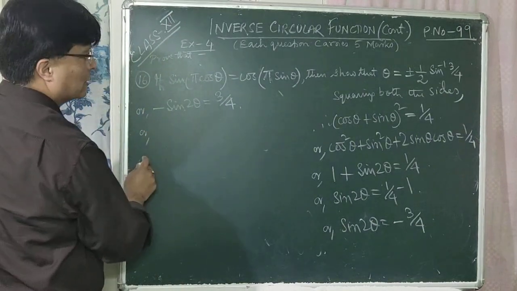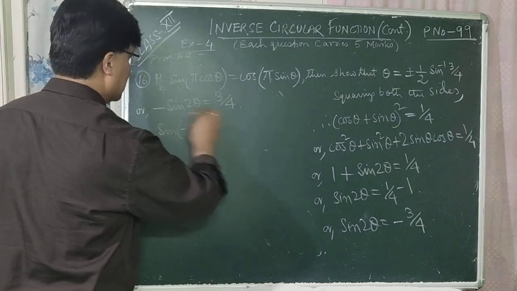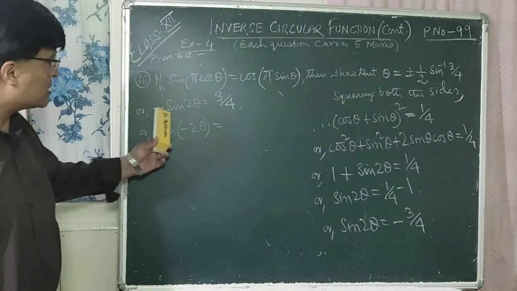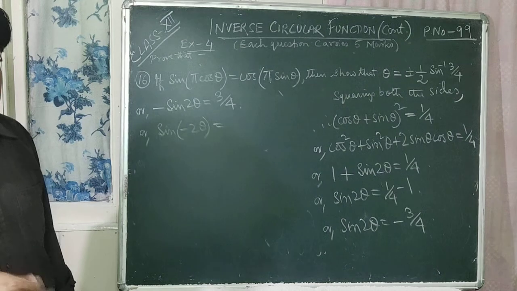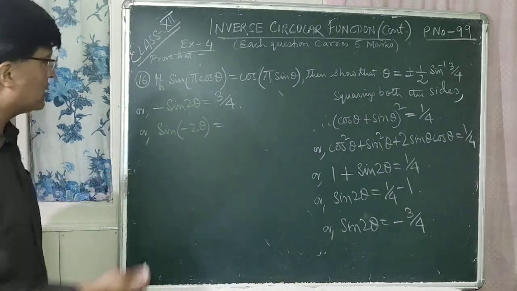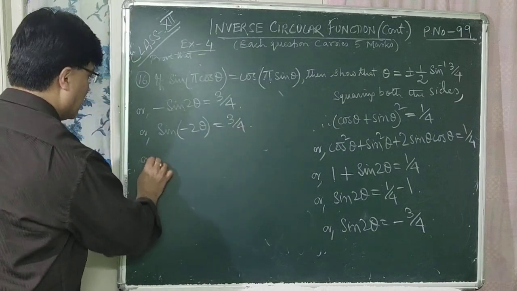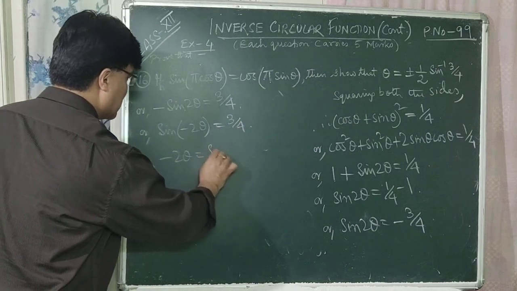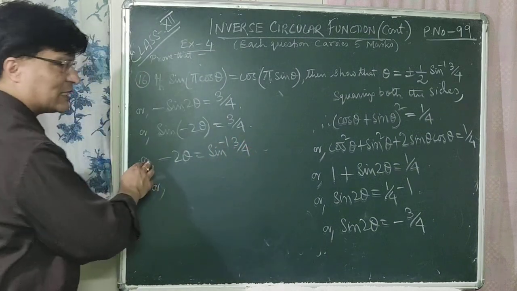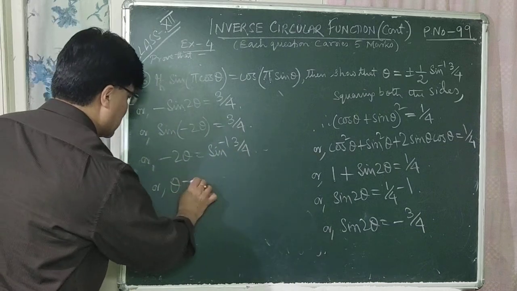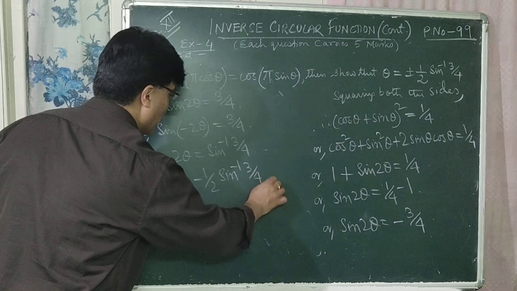Or you may write here sine of minus 2 theta. Is that clear now? Minus sine 2 theta means you can write sine of minus 2 theta. Sine of a negative angle is always negative sine of the angle, right? So we can write here sine of minus 2 theta is equal to 3 by 4, okay? Or minus 2 theta is equal to sine inverse 3 by 4, and let us take this minus 2 to the right hand side. So theta is equal to minus half sine inverse 3 by 4.